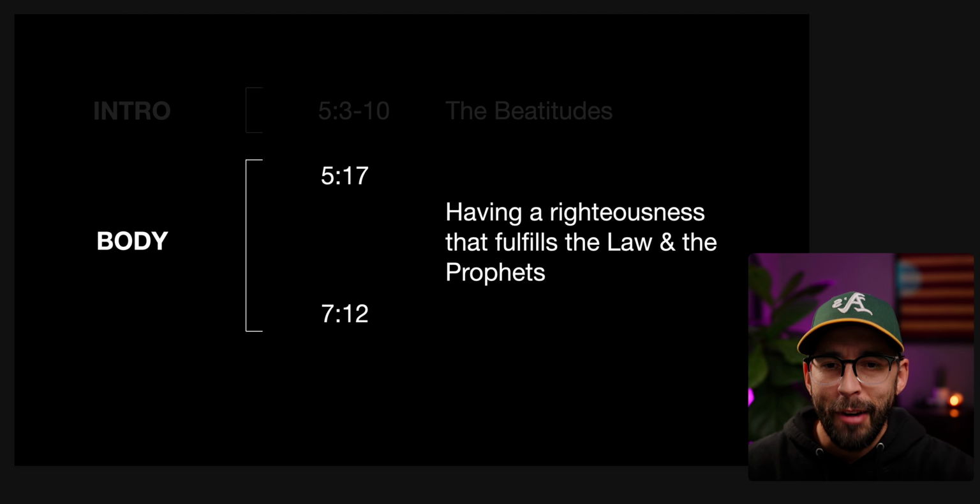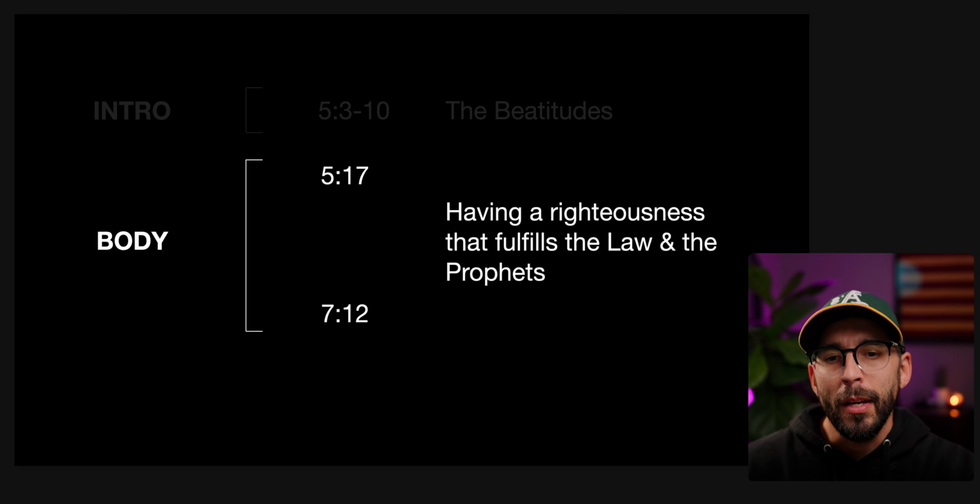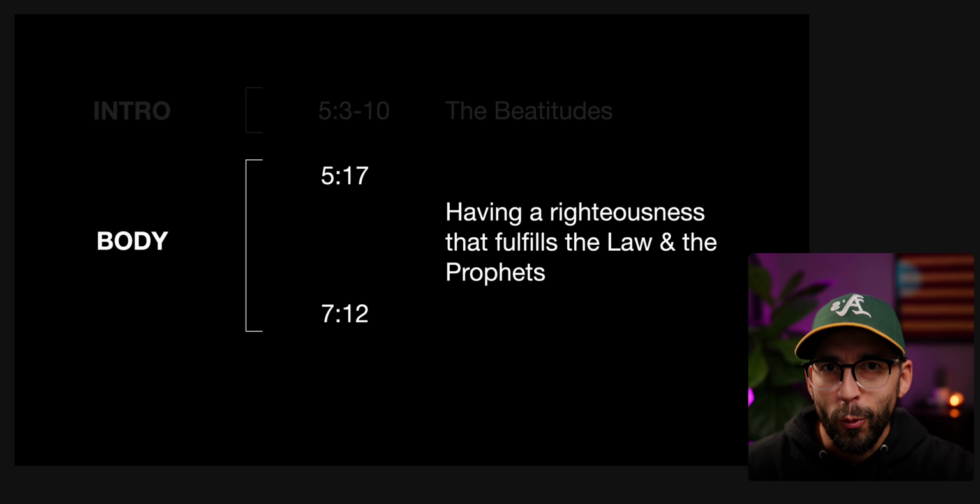And that's what we get in 5:17 and 7:12. The main theme of 5:17 to 7:12, and Jesus does different things in there, but the main idea is Jesus expressing to us what it looks like to have a righteousness that's greater than the scribes and Pharisees, that actually truly fulfills the law and the prophets. That's what 5:17 to 7:12 looks like. That's the body and the majority of the content.